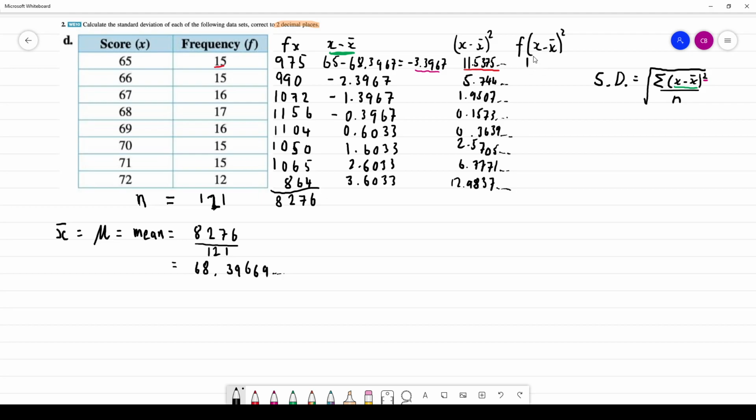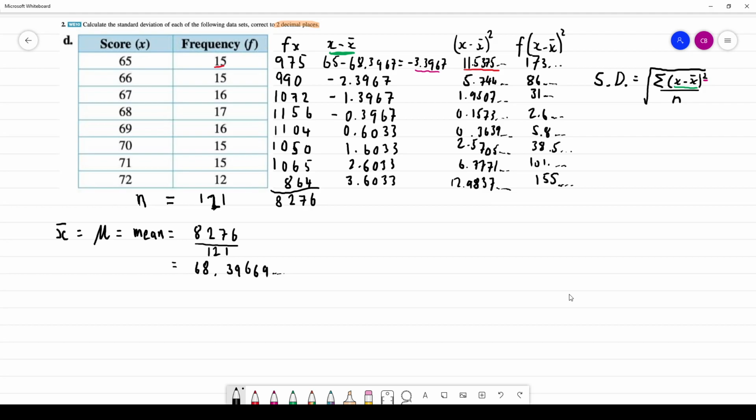And if we do that, we'll get 173 point something, 86 something, 31 something, 2.6 something, 5.8 something, 38.5 something, 101 point something, and 155 something. Now we've got the difference between the score and the mean squared multiplied by the frequency.